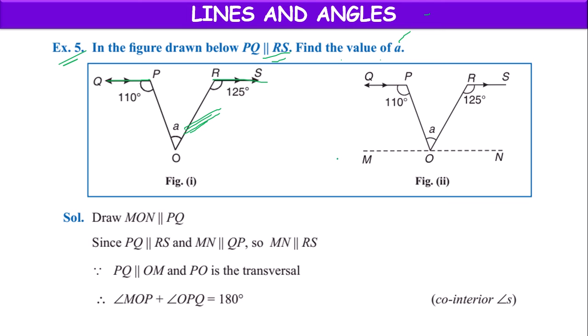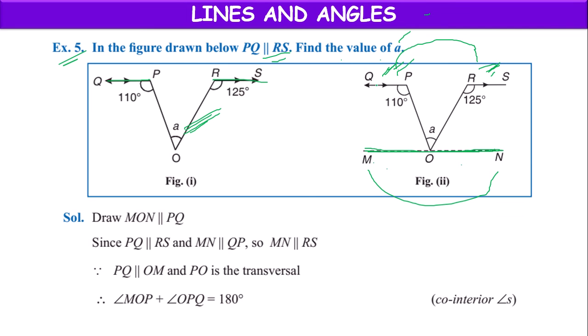So let's draw another line MON, which is parallel to PQ, which means it will also be parallel to RS, because these two are parallel. So that's why this line is parallel to both QP and RS. This MON line will be parallel to QP and parallel to RS.